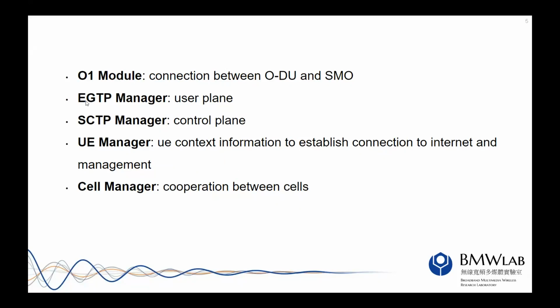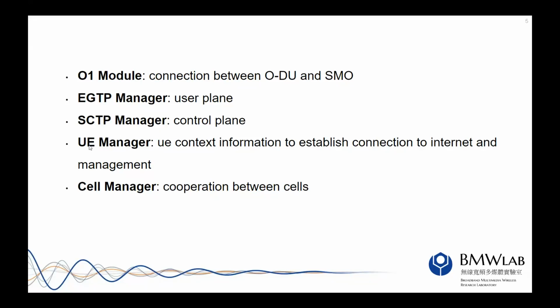The second one is the EGTP manager, used to handle the EGTP connection on the F1 interface in terms of user plane. The third one is the SCTP manager, responsible for establishing SCTP connections with the OCU RIC on the F1AP and E2AP interfaces respectively.